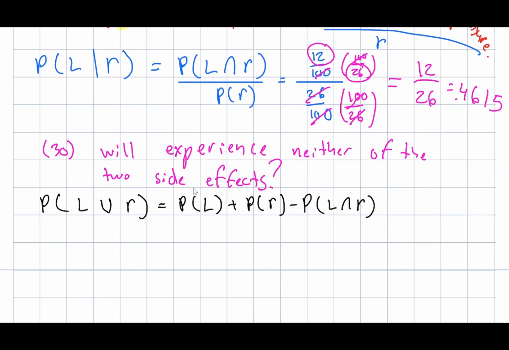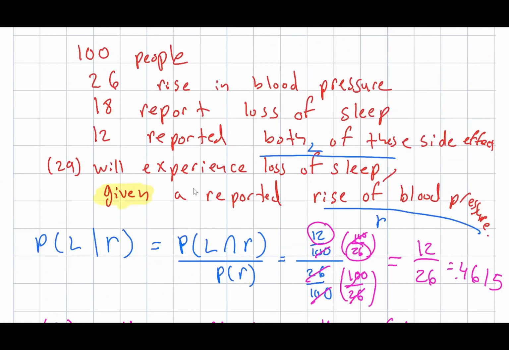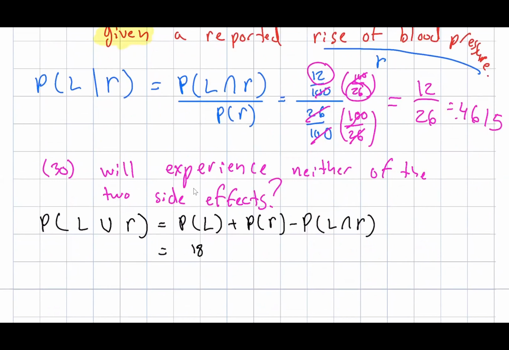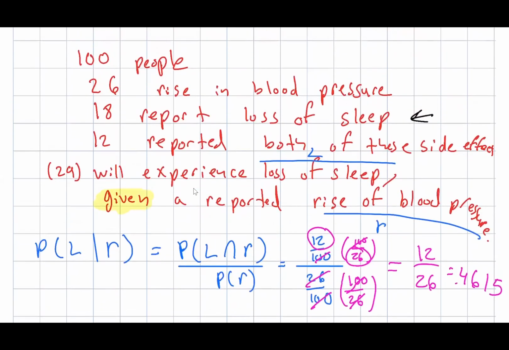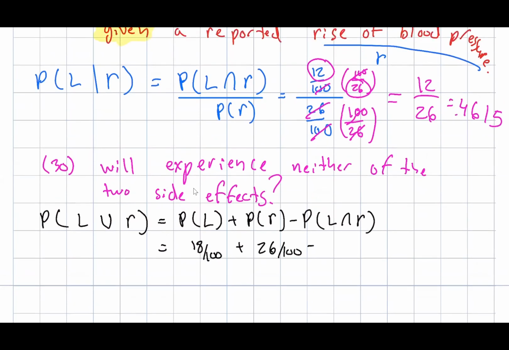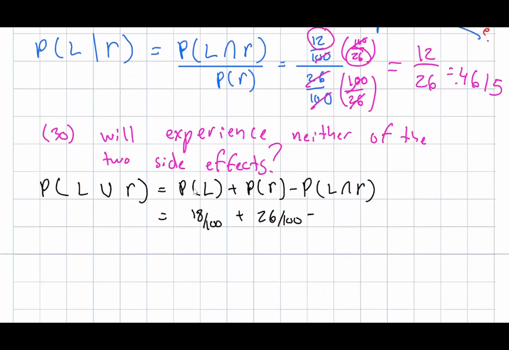of blood pressure. So we have to see how many people suffer from loss of sleep. If you look at it, that's 18. So we say 18 out of 100, plus we want to focus on people who suffer from rise of blood pressure, which is the 26. There you go, 26 out of 100. And then you subtract the people who suffer from both of these side effects. So that's 12 out of 100.